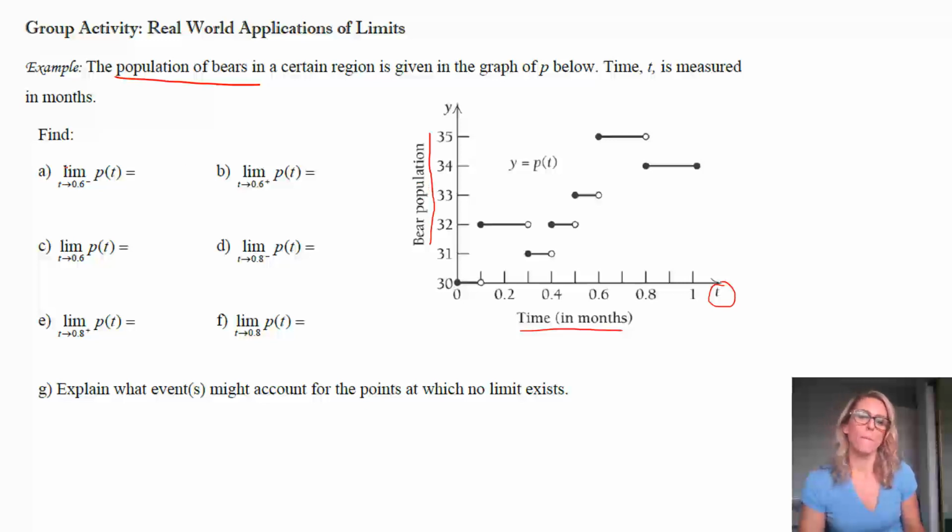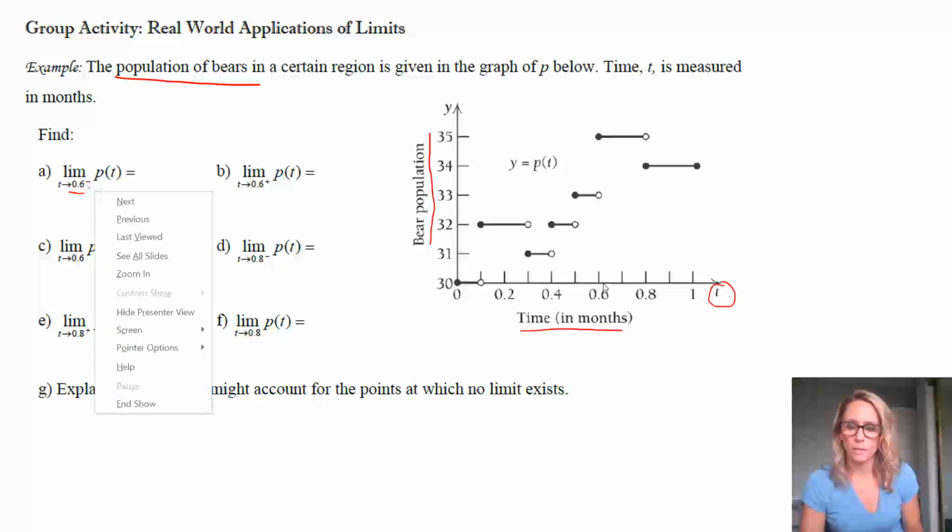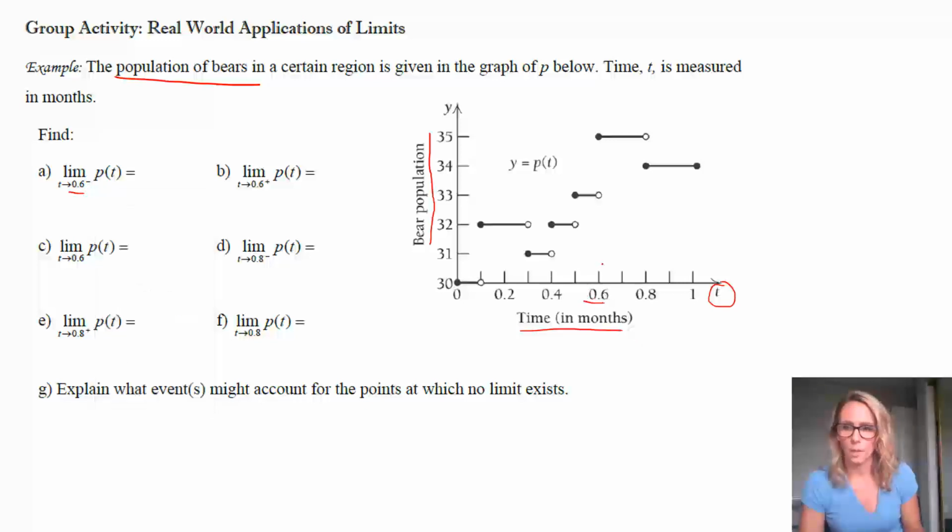We're going to take a look at some limits here. We're going to look from the left, from the right. So we'll start with A. All of these are what the population is at some time. So 0.6 coming in from the left-hand side. We find 0.6 down here, and then coming in on the left-hand side.